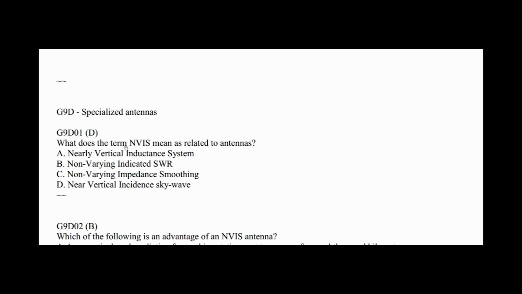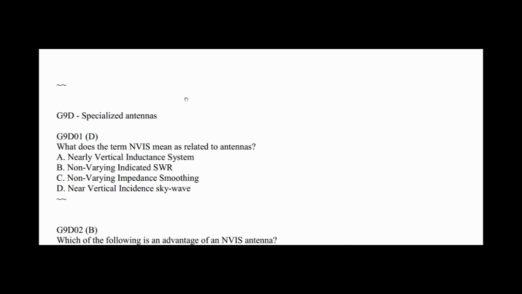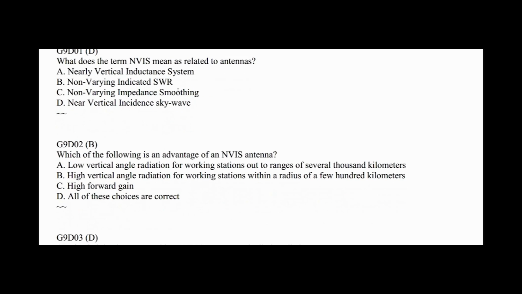G9D01. What does the term NVIS mean? Near vertical incident skywave. Somebody made this one up, but that's what they're called. NVIS is often the way it's said. So it's near vertical incident skywave. It's an antenna like a dipole antenna that is placed close to the ground. It tends to radiate upwards.